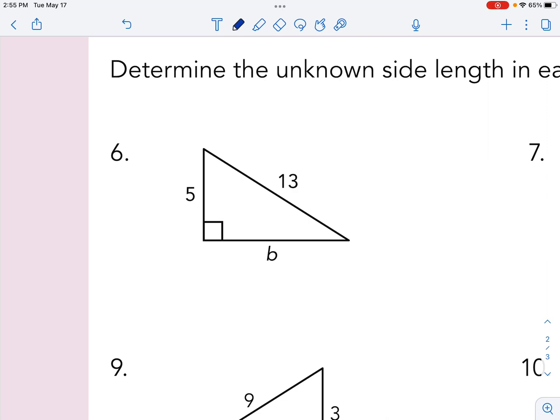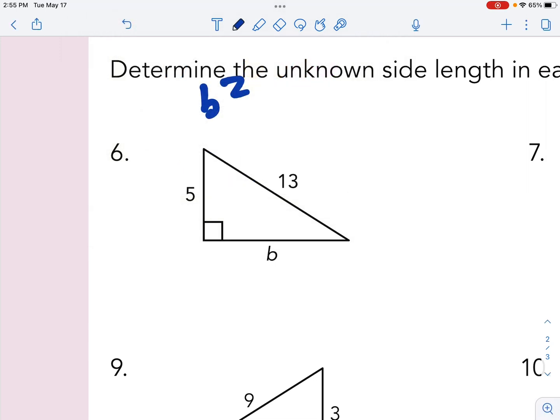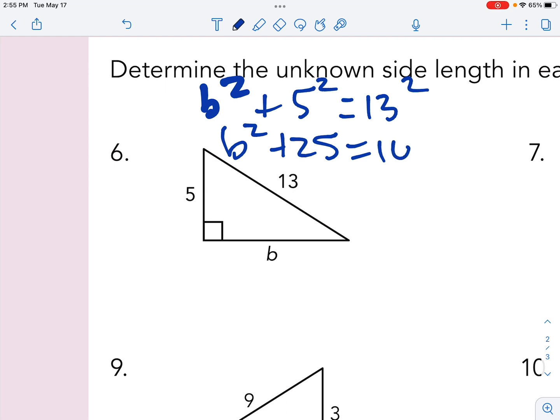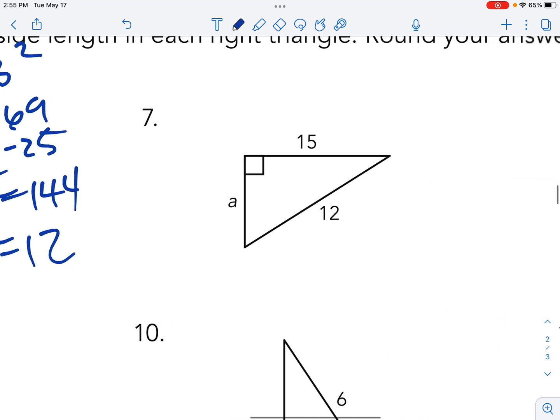So I would take b squared. I thought I changed the size of this. We're going to change it again. B squared plus 5 squared equals 13 squared. So that's b squared plus 25 equals 169. Subtract 25 from both sides. I get b squared equals 144. So b equals 12. Next one.